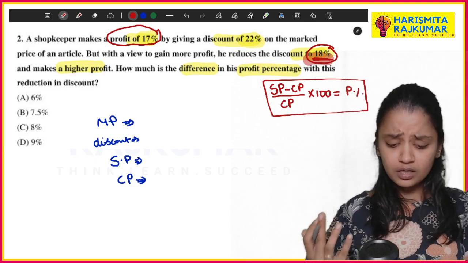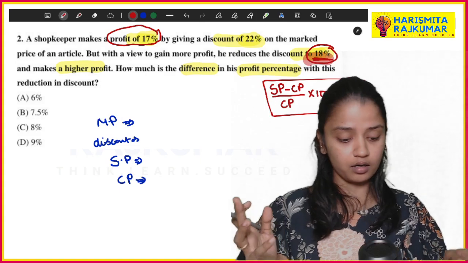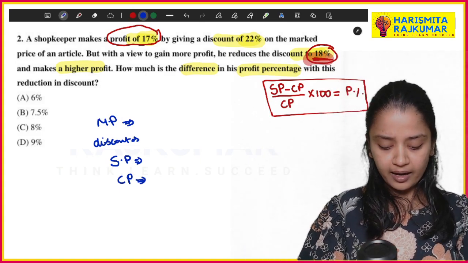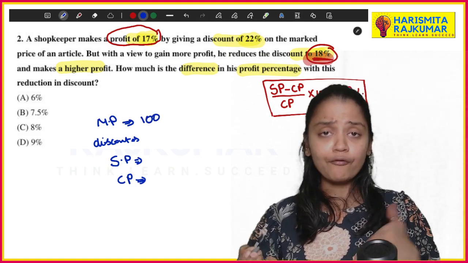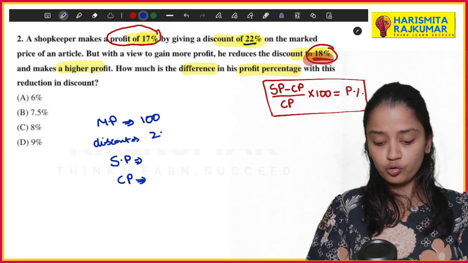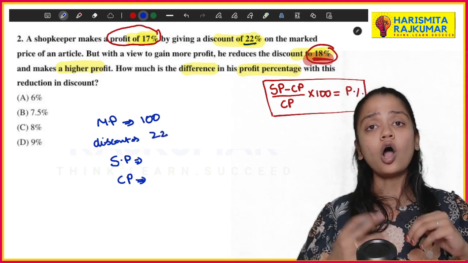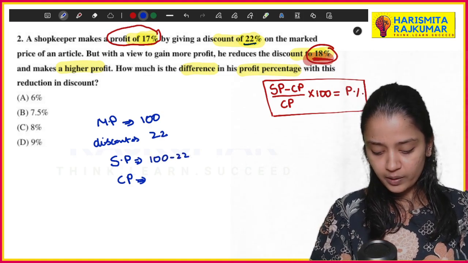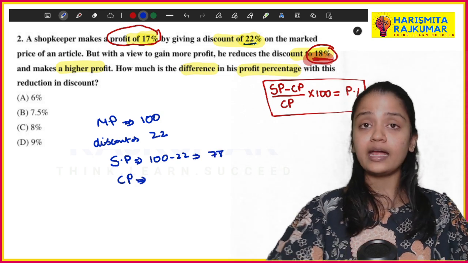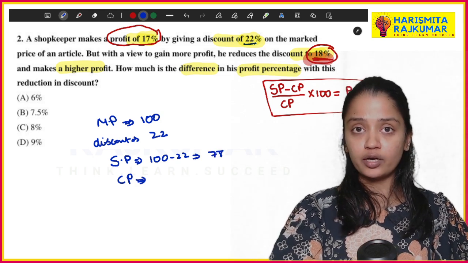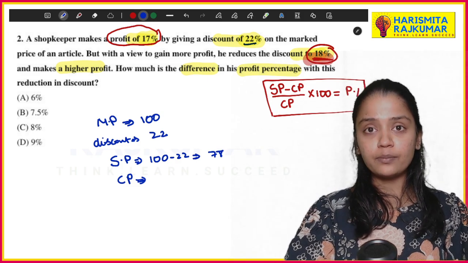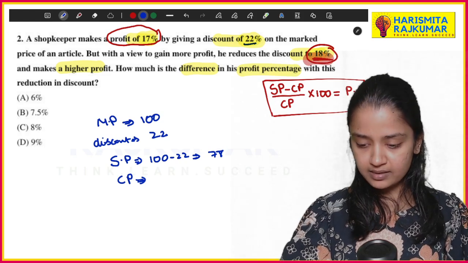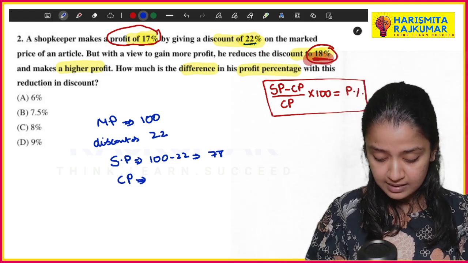Now let us assume our marked price as 100. What discount did they give? A 22% discount. So how much will the selling price be? 100 minus 22, which is nothing but 78. Now, what will be your selling price? We don't know the cost price, so we keep it as x.